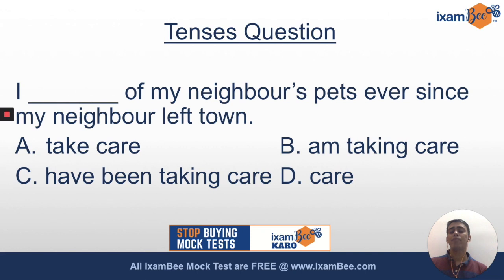So here what's happening is have been is present perfect continuous. So you start in the past, the action has been going on up to the present and is going on right now as well. Okay, so it is present perfect continuous, and that's the option here, because that's what describes this context perfectly. I care of my neighbor's pets, well, that doesn't make sense.